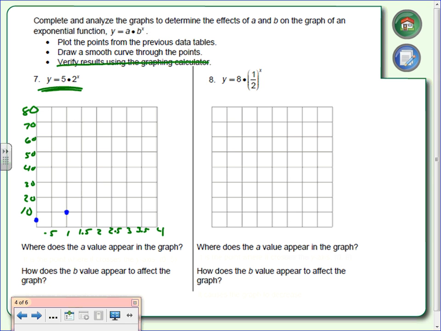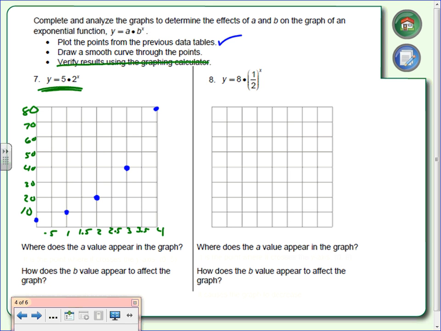The next ordered pair in the table was 2, 20. That's 2, 20 right there. The next ordered pair is 3, 40. That's this ordered pair. And the last ordered pair was 4, 80. That's this point up here. So what I've just done is I've plotted the points from the previous data table.